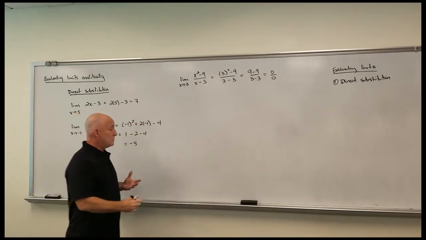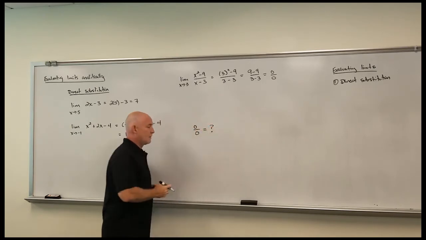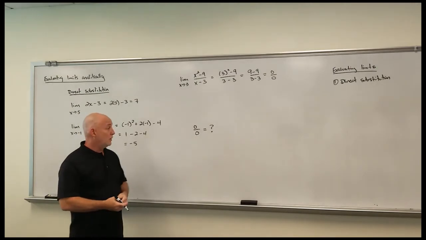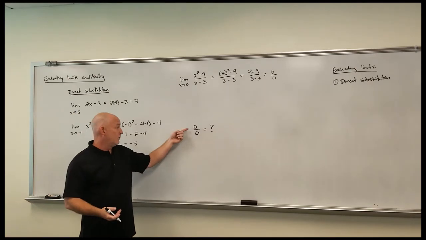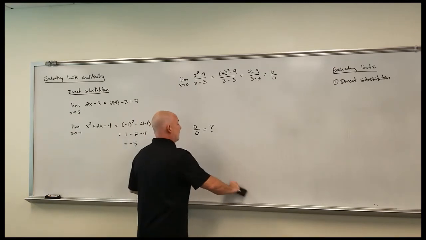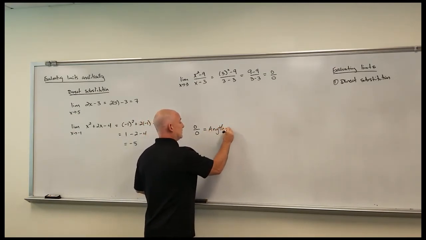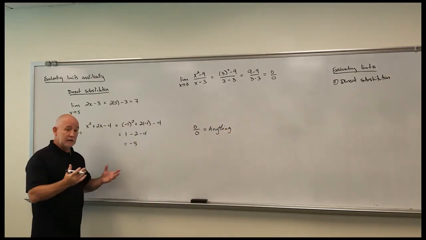Now, the question is, what is 0 over 0? A lot of people want to say it's 1, right? Because anything divided by itself is 1. Some people say it's 0 because 0 divided by anything is 0. Well, believe it or not, 0 divided by 0 can be anything. Anything at all. It can be any number. And it may not even exist.